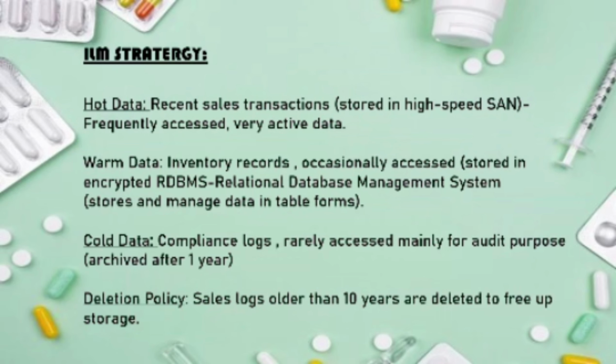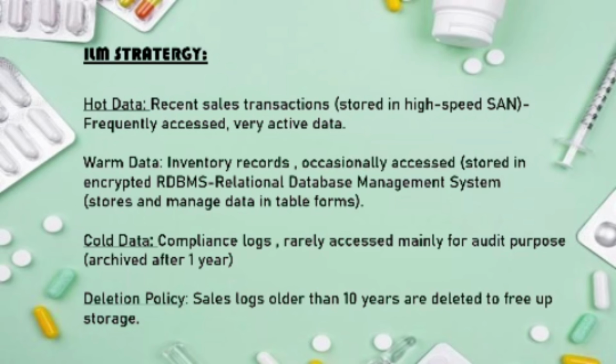ILM, information lifecycle management strategy, includes three types of data: hot, warm, and cold. Hot data are data which are often accessed and very active data. This includes recent sales interactions and is stored in high speed SAN, whereas warm data are not accessed as often as hot data but are occasionally accessed, and this includes inventory records. The data are stored in encrypted RDBMS, which means relational database management system. Here the data are stored and managed in table forms. And cold data are rarely accessed data, and it includes compliance logs.